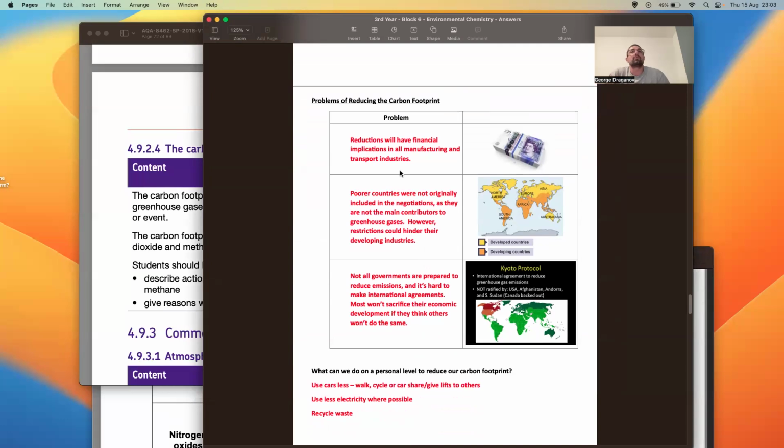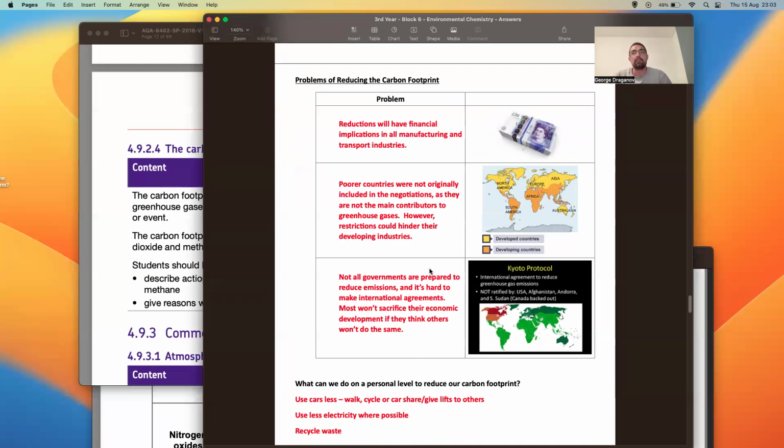So reductions will have financial implications on the manufacturing and transport industries. Not all governments are prepared to reduce emissions, and it's hard to make everybody agree internationally. We had the Kyoto Protocol, which is an international agreement, but it wasn't ratified by places like USA, Afghanistan, Sudan, Andorra. Poorer countries were not originally included, as they're not the main contributors. However, restrictions could hinder developing their industries. So while the UK was able to go through its industrial age and produce loads of CO2, if you stop undeveloped countries from doing that, you will also stop them from developing.